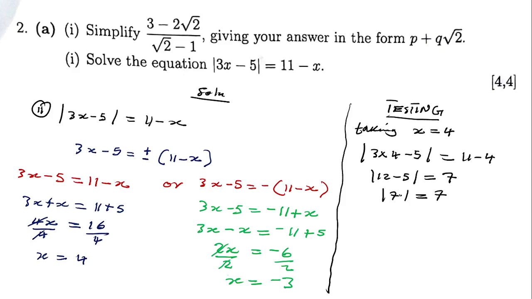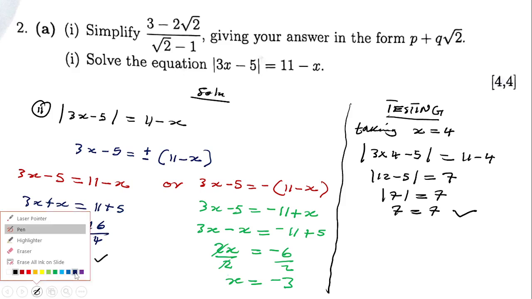So the modulus of 7 is simply 7, which is equal to 7. So this one is correct. This answer is okay. Let's quickly test the other one.